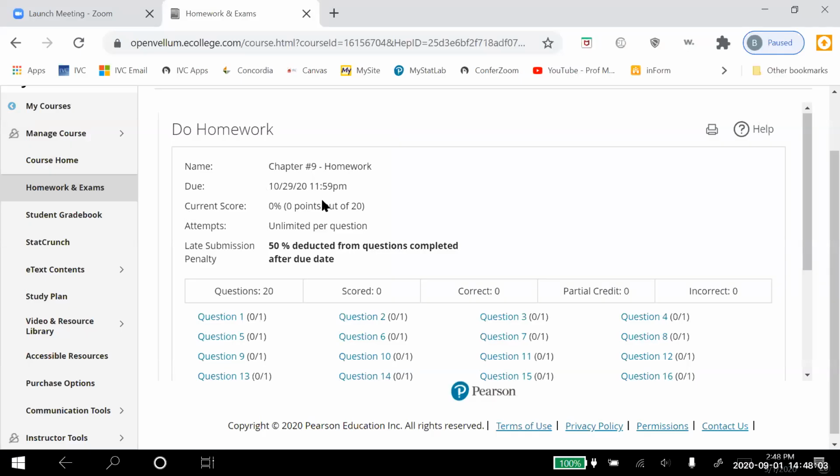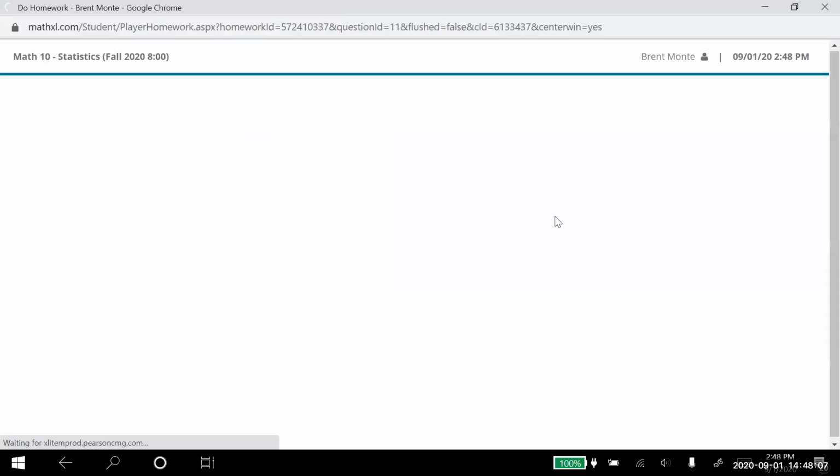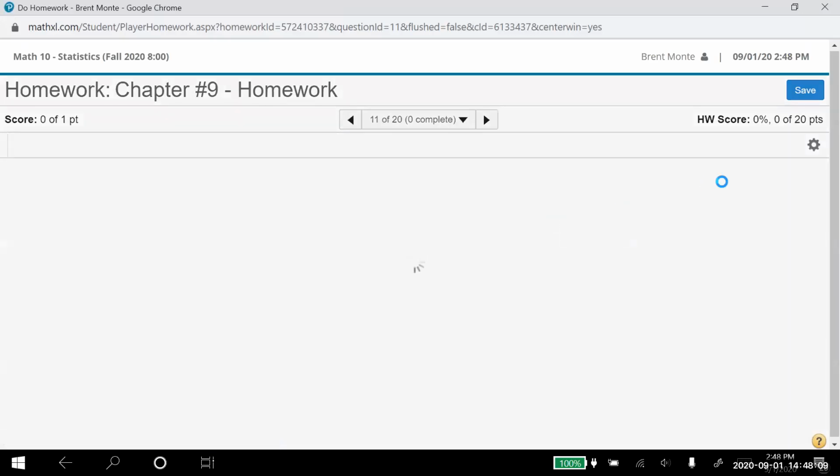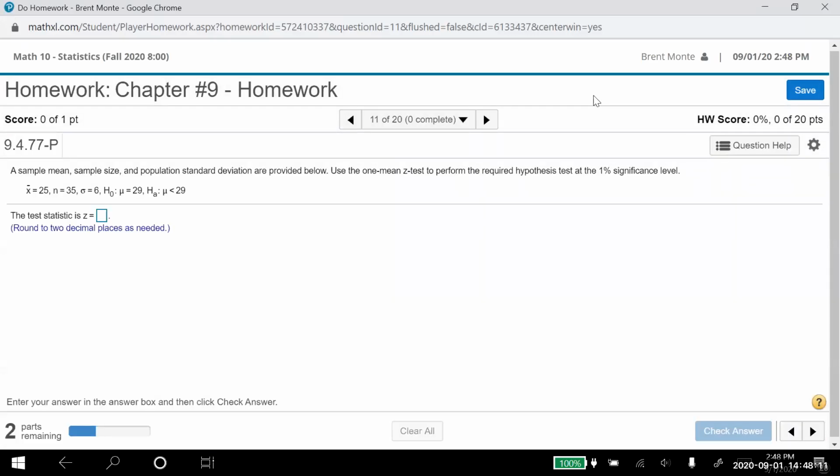Okay, so let's do some tests. I'm just going to jump into my lab so that we can see how to do this. So let's look at problem 11. We'll pull that up. And we'll go through the hypothesis test steps. It says the sample mean, sample size, and population standard deviation are provided below. Use the one mean z-test to perform the required hypothesis test at the 1% significance level.